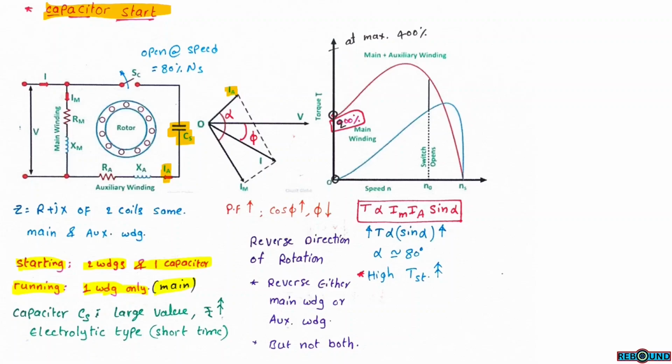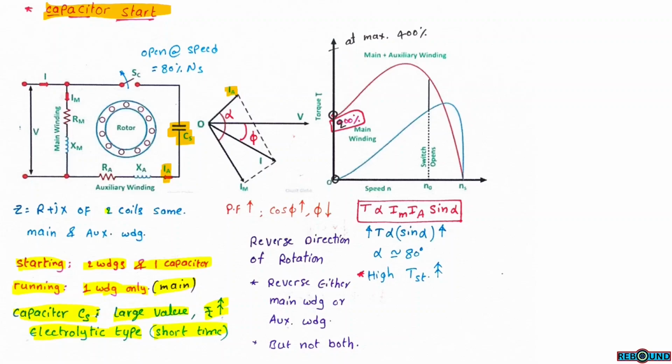Coming to the features of the starting capacitance. The starting capacitance has a larger value, so the cost is also high. Electrolytic capacitor is mainly used. This appears for only a very short period. That means when 80% of speed is reached, this total circuit will be disconnected from the main supply.